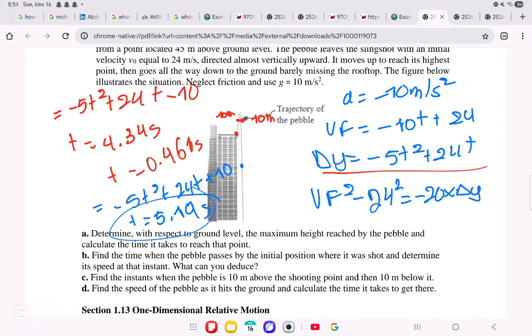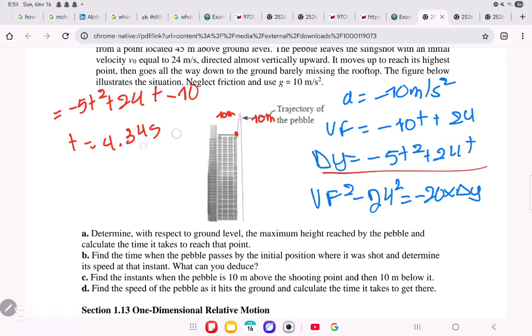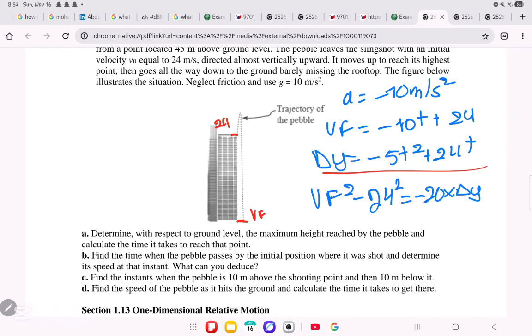Now, part D, what does it say? It says find the speed of the pebble as it hits the ground and calculate the time it takes to get there. So they want to find the speed v as we reach the ground. What equation will I use? I have v final. I have v initial, which is 24. I have delta y. How much is this delta y? It's minus 45 meters because delta y is negative the height, right? So then what will I be able to find? I'll be able to find v final squared by this equation.